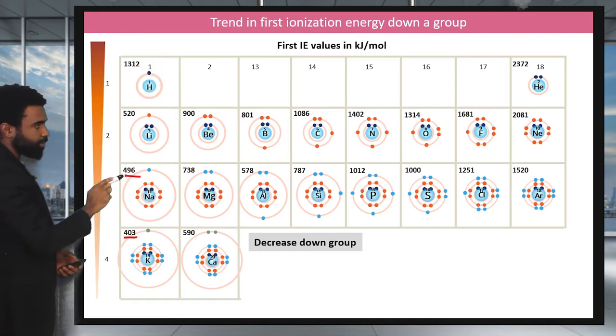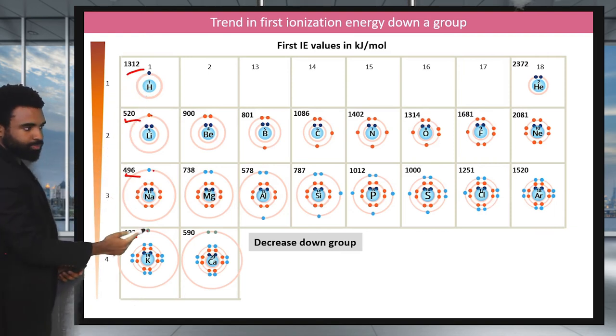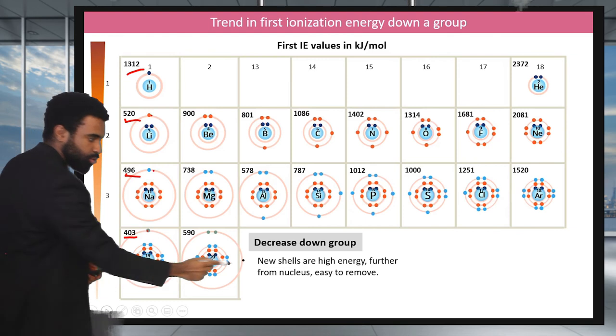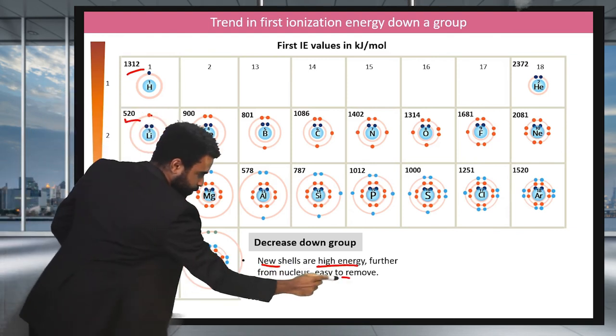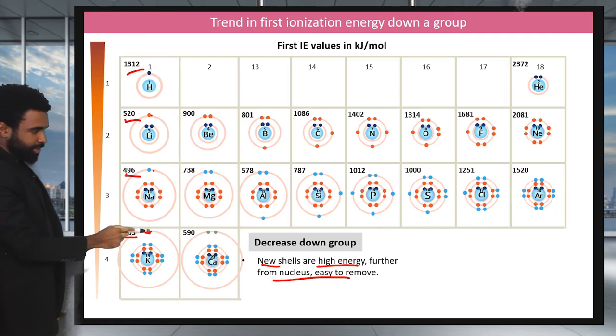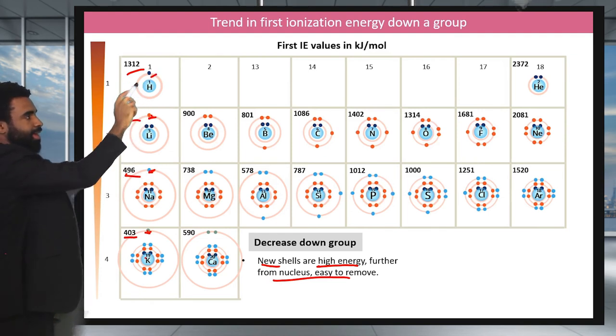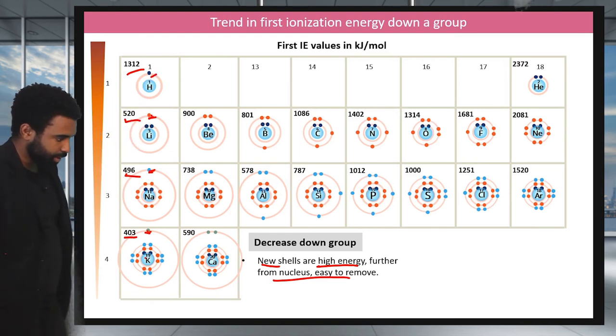As you can see from these numbers, it gets easier to remove the outermost electron. Why? Well, because new shells are higher energy and therefore further from the nucleus and easier to remove. This guy here is gonna be easier than that guy because he's further away from the nucleus. Okay, and this is easier than that, and that's easier than that to pull off, okay?